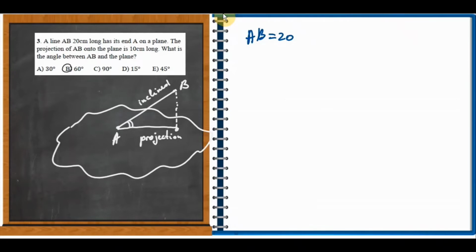The projection is 10, so let's call it C. AC is equal to 10. What's the angle? In order to find the angle, we will use one of the trigonometric functions. Let's write one more time. It's 20, that's 10, and this is alpha.